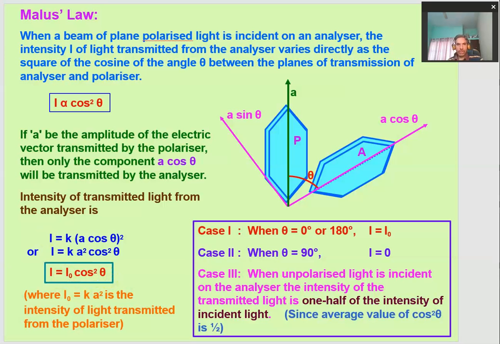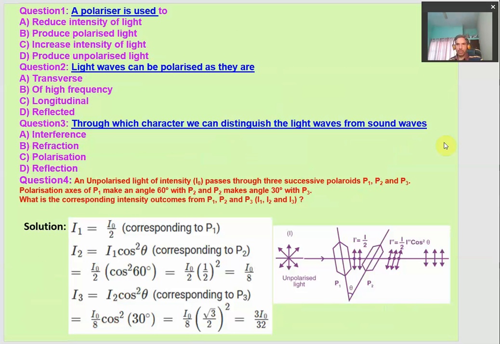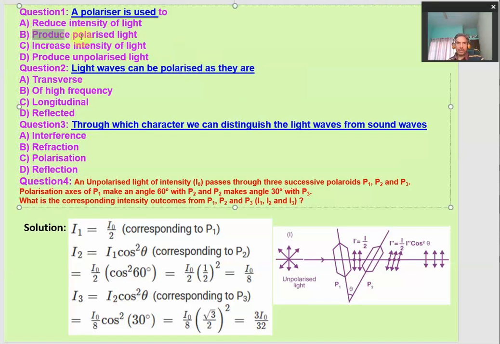We can take a few questions on this. So let us move ahead with some questions. The very first question says: for what purpose is a polarizer used? The options are to reduce the intensity of light, to produce polarized light, to increase the intensity of light, or to produce unpolarized light. Here the correct option is to produce polarized light. So a polarizer is used to polarize the light.